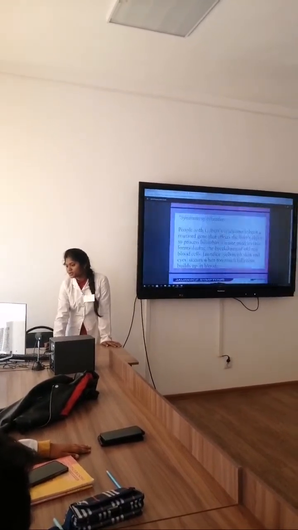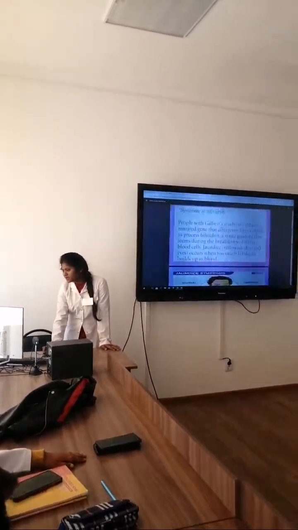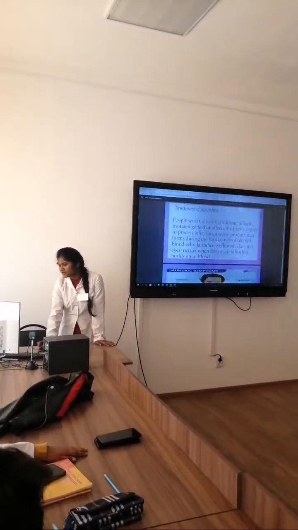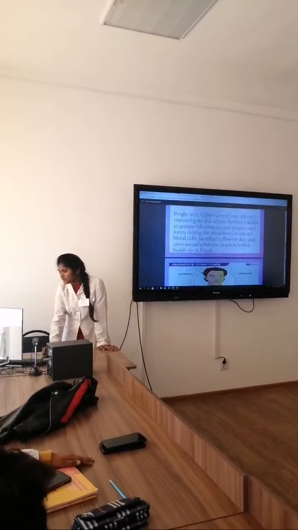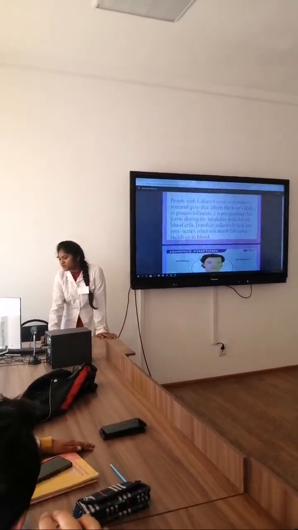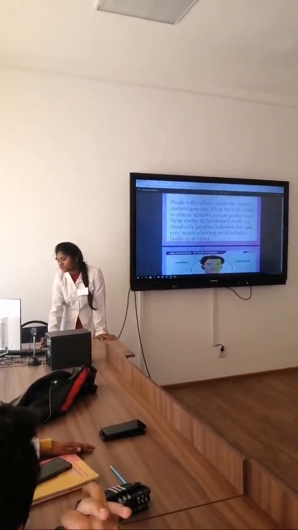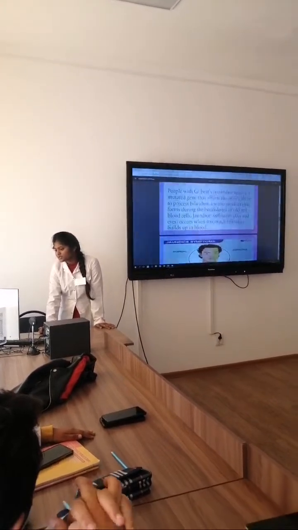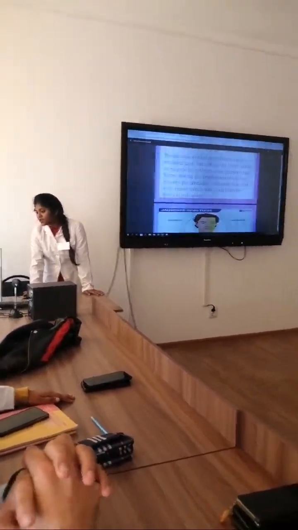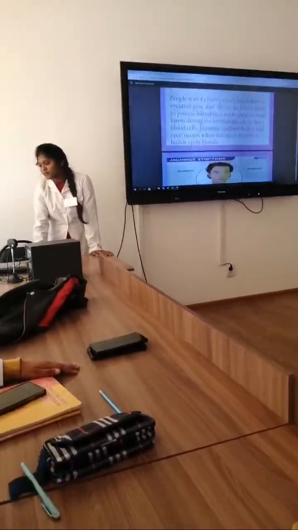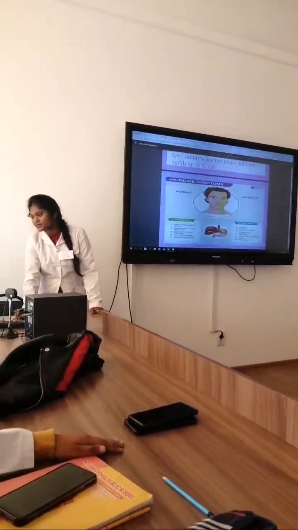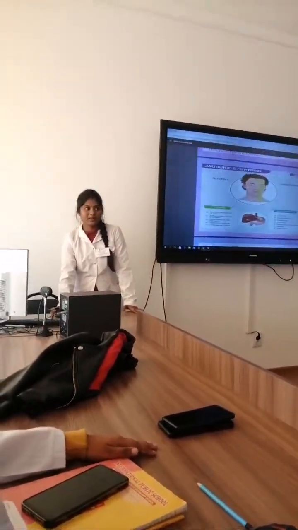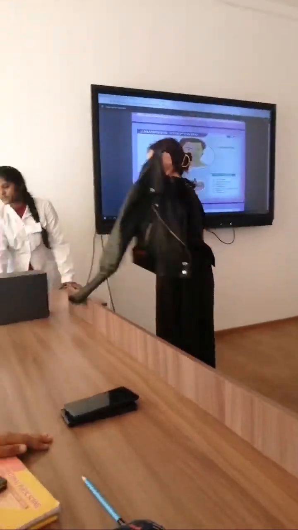Syndrome of bilirubin: people with Gilbert syndrome inherit a mutated gene that affects the liver's ability to process bilirubin, a waste product that forms during the breakdown of old red blood cells. Jaundice occurs when too much bilirubin builds up in the blood. In this picture, you can see the differences between a normal and a jaundiced person.